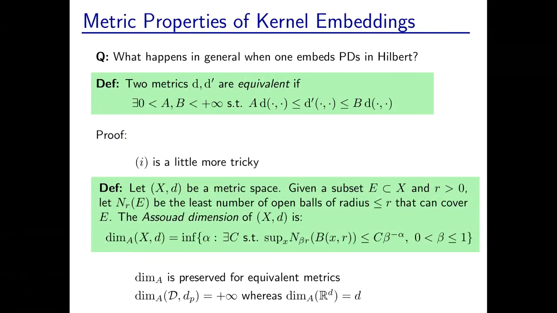So the idea of the proof is to show that the Assouad dimension of Euclidean space is D, is finite. Since the Assouad dimension of the diagram space is not, there's going to be a contradiction. So all we have to do is show that the Assouad dimension of the diagram space is infinite. Again, it amounts to finding a ball in the space of persistence diagrams which will need an increasing number of smaller balls to cover.